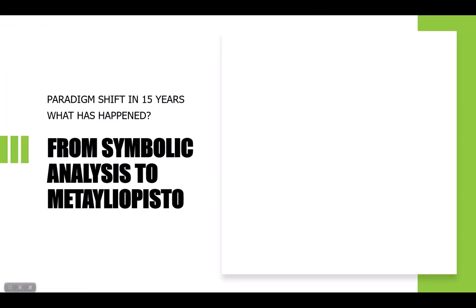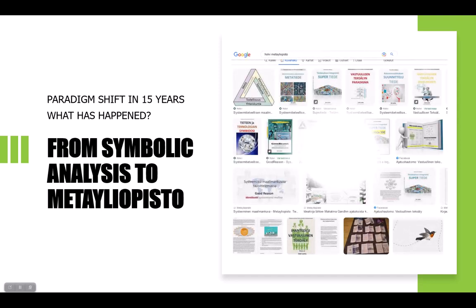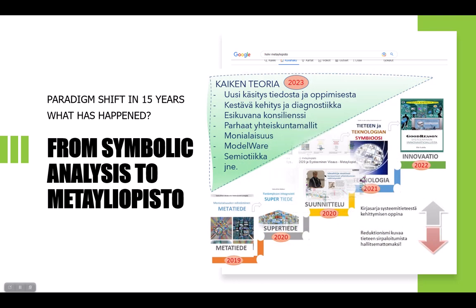Then about my later work, symbolic analysis and systemic analysis. This is a snapshot about Google search. There are my books, Meta Science, Super Science, and so on. And there are also 3 books about intelligence, responsible artificial intelligence. The purpose of this year is to create a book about theory of everything.